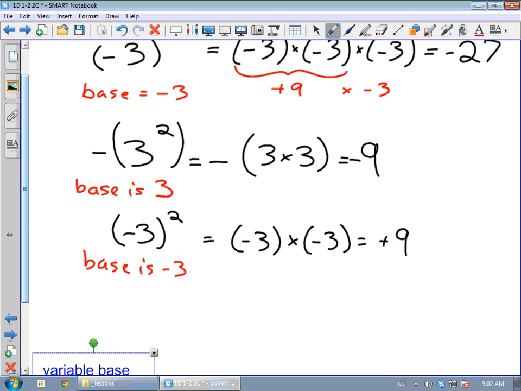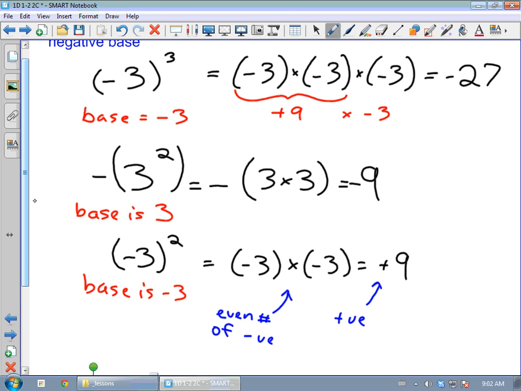And another rule of thumb to remember is that if I have a negative base here, base is negative 3, if my exponent is even, I will get an even number of negative signs when I do my expansion. My answer here is going to be positive. Up here, where I had an odd exponent, 3, I get an odd number of negative signs when I do my expansion. My answer is negative.